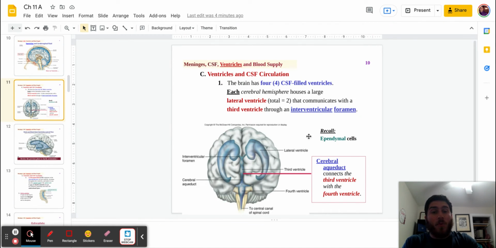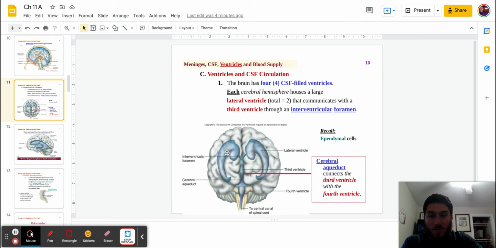The brain does have 4 of these CSF-filled ventricles, and each cerebral hemisphere houses at least a large lateral ventricle, and then as well as a third ventricle, which I'll show you in just a second. So there's multiple. So here you go.